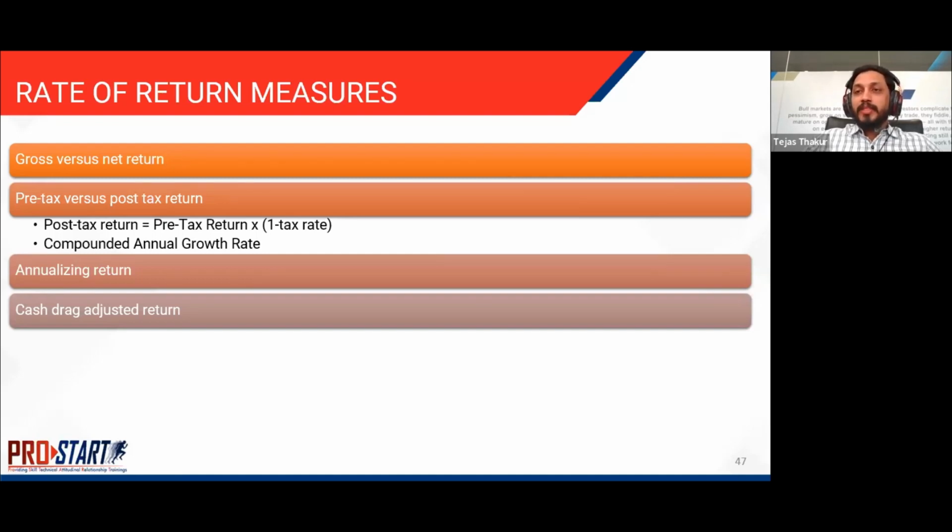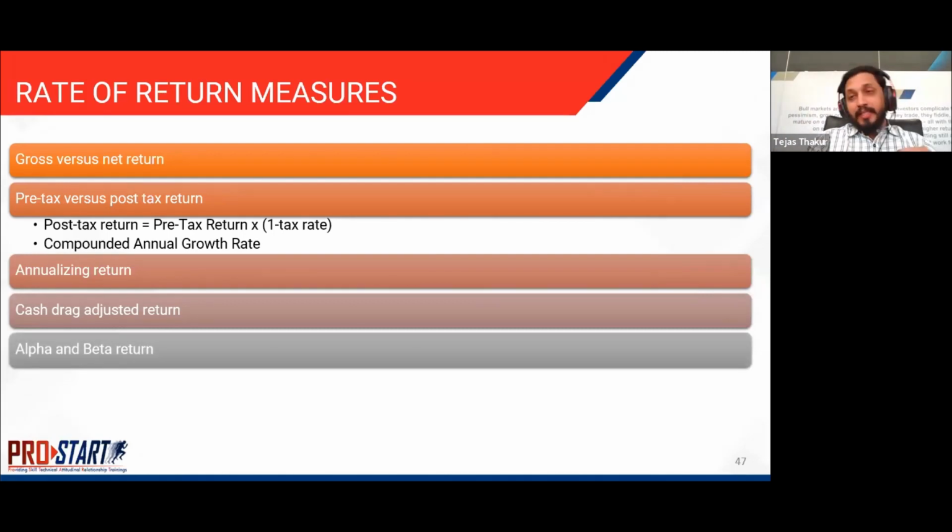So returns is not 10%, but 9%, plus whatever would be the cash returns. I'm assuming 10% in cash remains 10%. But basically, the return should be adjusted for the cash drag in the portfolio and should not be just on the basis of the equity allocation in the portfolio. The next big terminologies that will be discussed in detail in this chapter are the alpha and beta return.